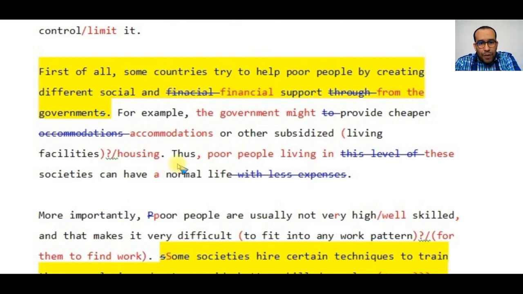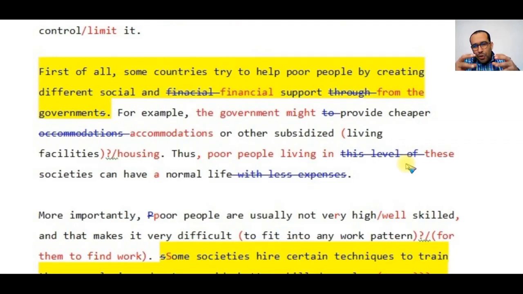The next sentence reads, thus we need a comma here. This is not what the student wrote. Instead, he wrote, thus this level of societies can be normal, can have normal life. Again, here, this level, maybe this is what I deduced from the paragraph. He's talking about a particular segment of people in society. He's talking about the poor people. Poor people living where? Living in society.